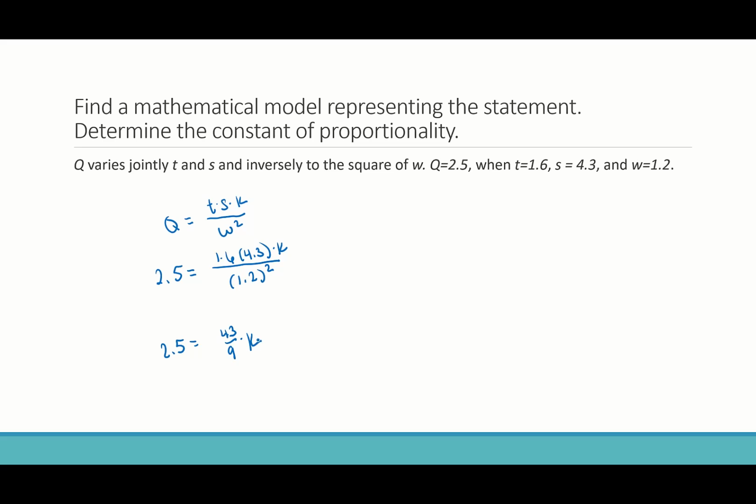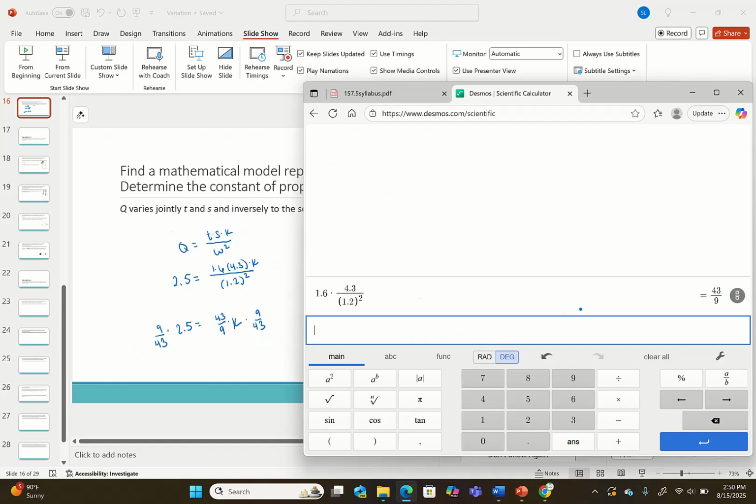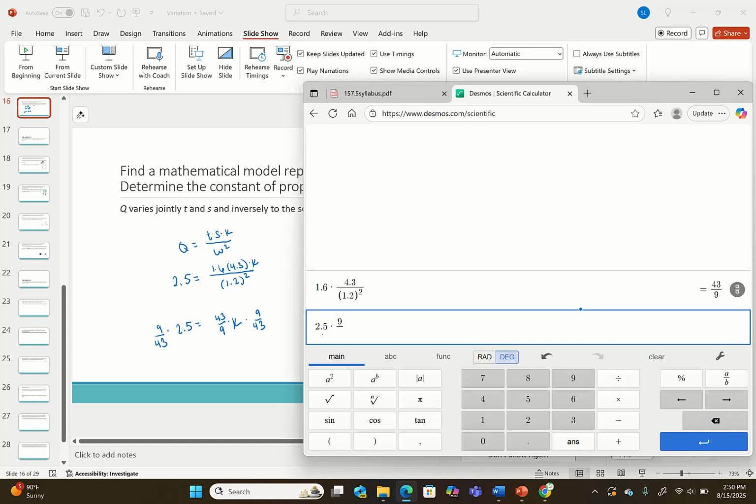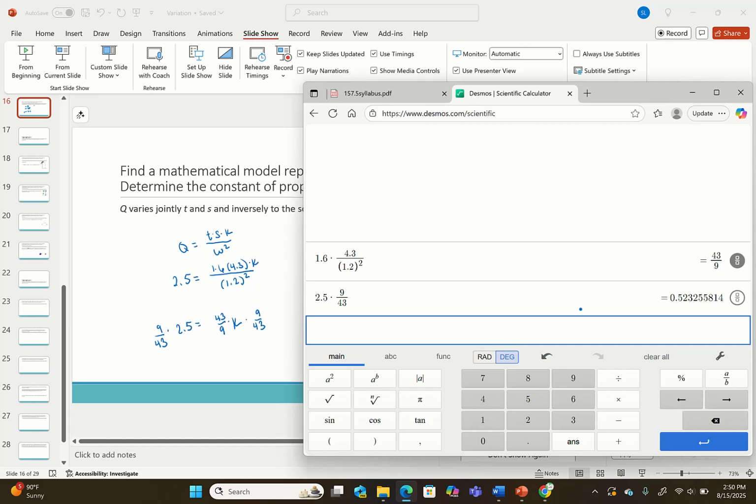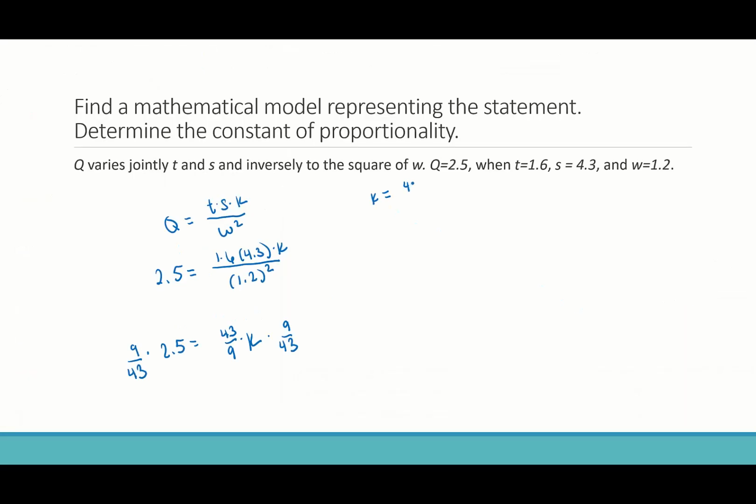To get k by itself, I'll multiply by the reciprocal of 43 over 9. So it's going to be a 9 over 43 on the right-hand side and a 9 over 43 on the left-hand side. And one more time, just to get a nice fraction value for k, I'll probably plug this into the calculator. And I'll say 2.5 times 9 divided by 43. I want this to be a fraction, and I get 45 over 86. So k is 45 over 86, and we have our constant of proportionality.